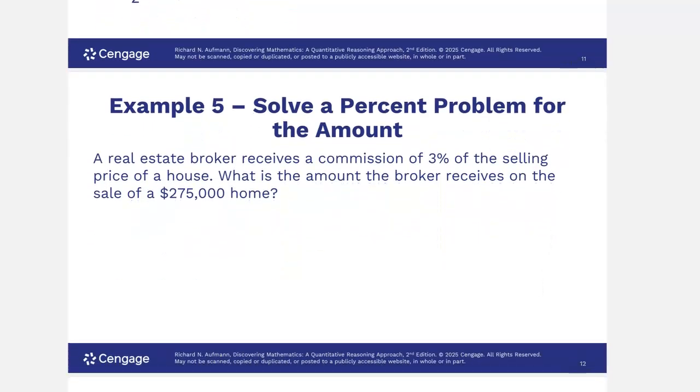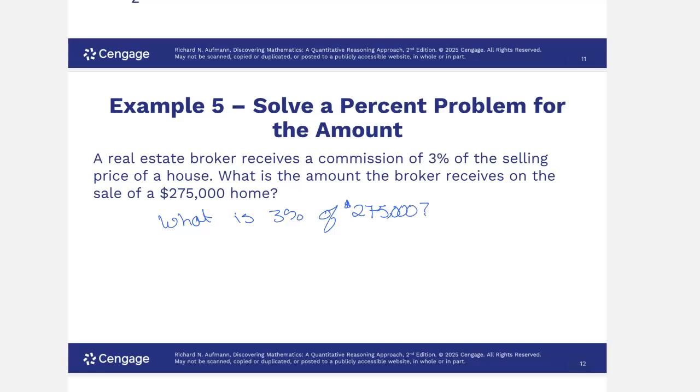So let's look at solving some word problems. A real estate broker receives a commission of 3% of the selling price of a house. What's the amount the broker receives on sale of a $275,000 home? So they're going to receive 3% of 275,000. So that's what we're asking. What is 3% of 275,000?